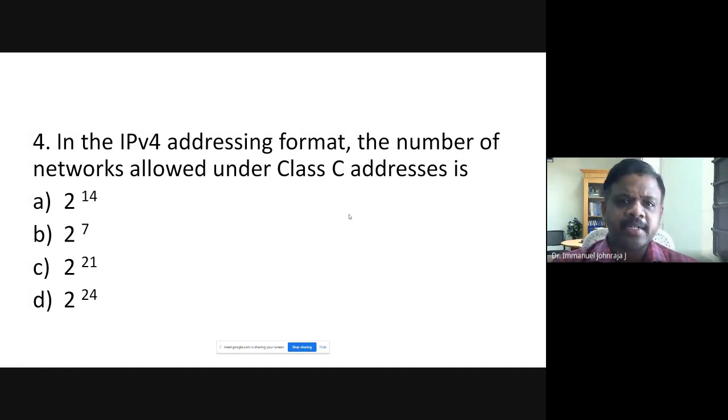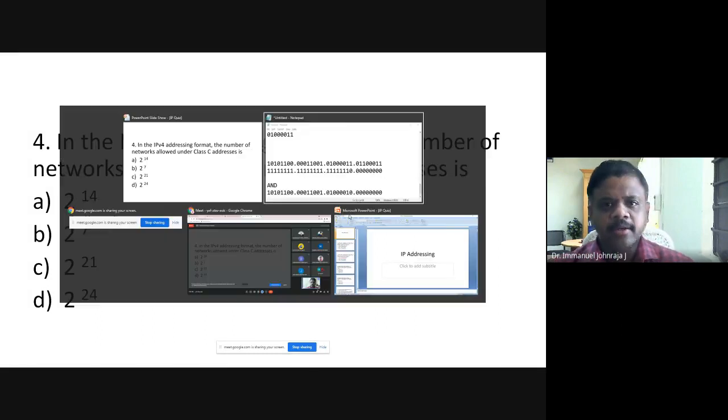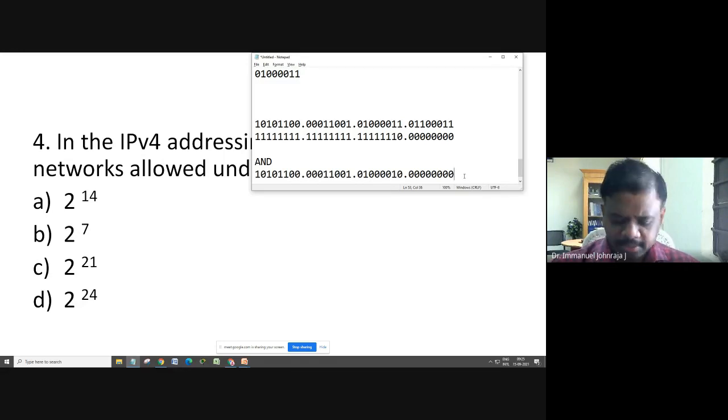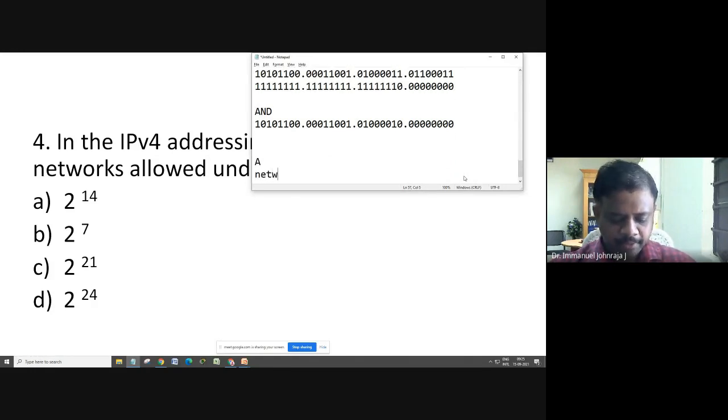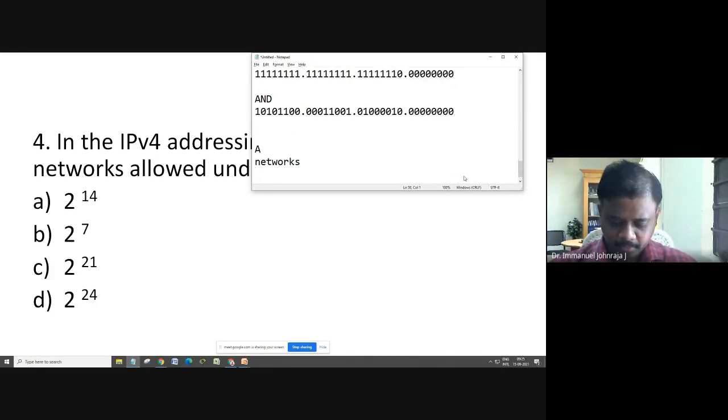In IPv4 addressing format, the number of networks allowed under class C addresses is asked. Probably this is going to be a very straight answer. If you look at class A, the number of networks and the number of hosts are known to you anyway. Similarly, we are going to write it for everyone.